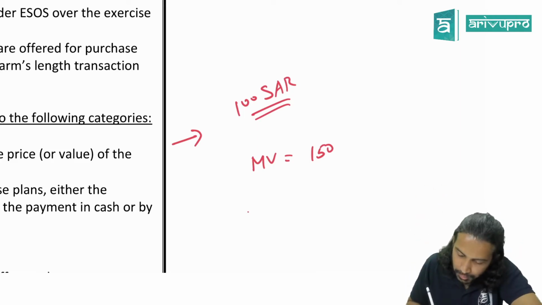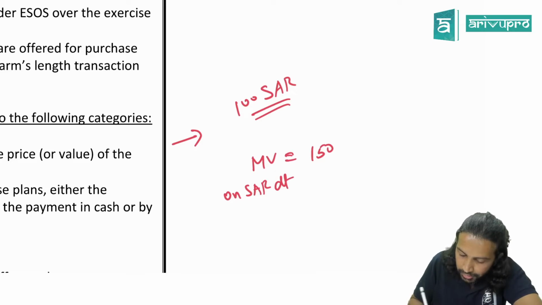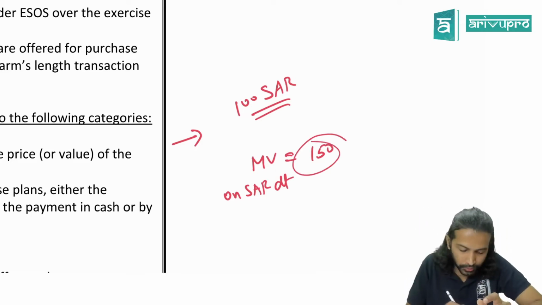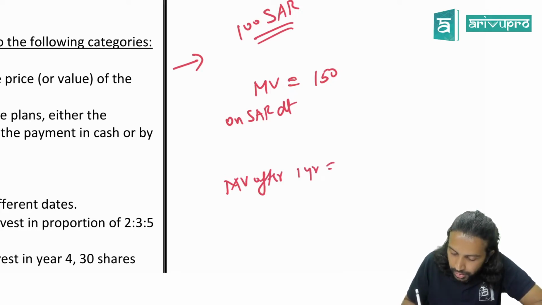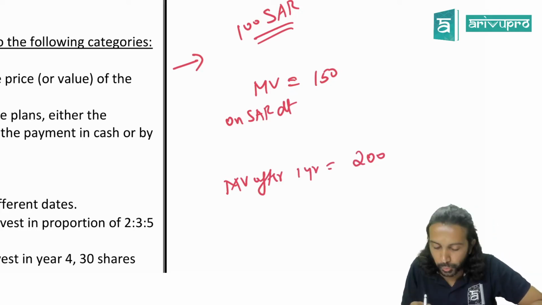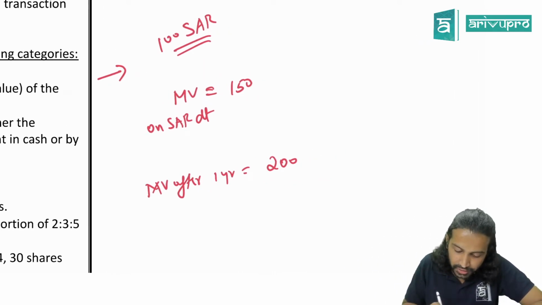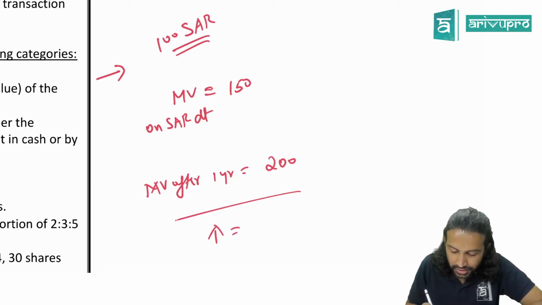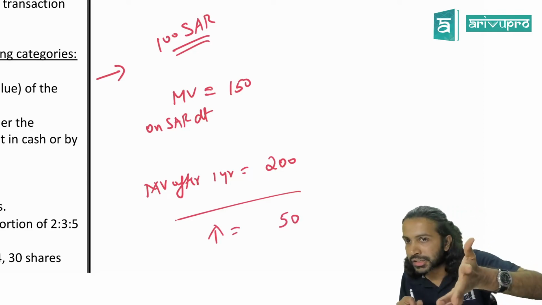After 1 year, will the market value be the same? I'll write market value on SAR date. On the day you gave these rights, it was 150. After 1 year, let's say the market value has become 200 rupees. From 150, the share price has become 200. How much has the share price increased? 50 rupees.